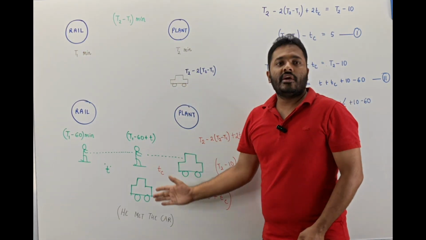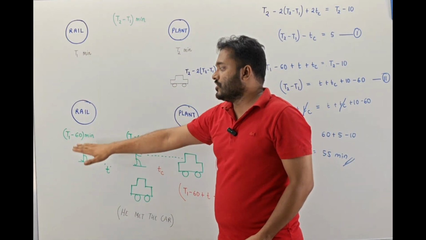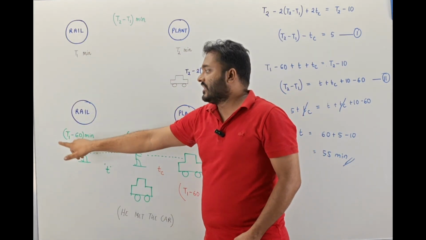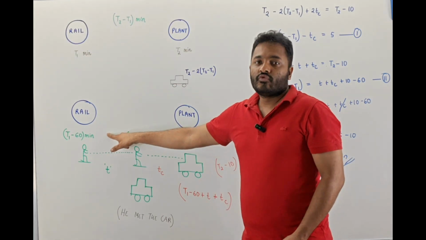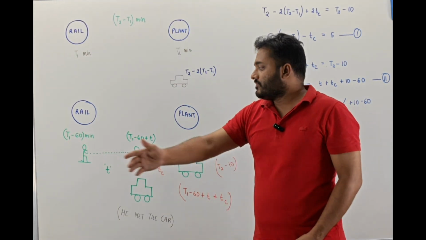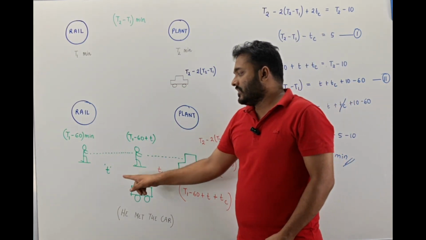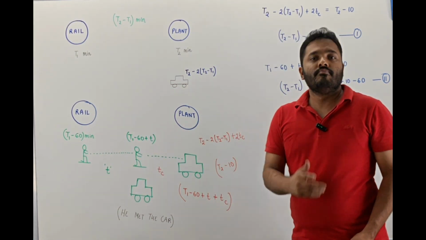आम जिंदगी. इसमें आप कह रहे हैं कि रेल प्लेटफॉर्म पे इंजीनियर 1 घंटे पहले आ गया, that is T1 minus 60 minutes. So he reaches 1 hour before his usual time, and now without waiting for the car, he starts walking towards the plant. So we are considering that the man walked for T minutes.